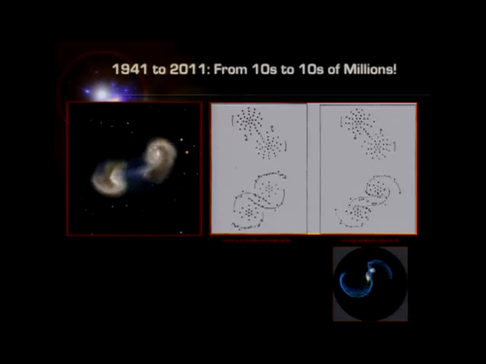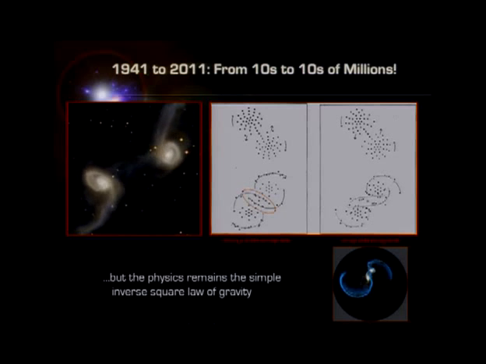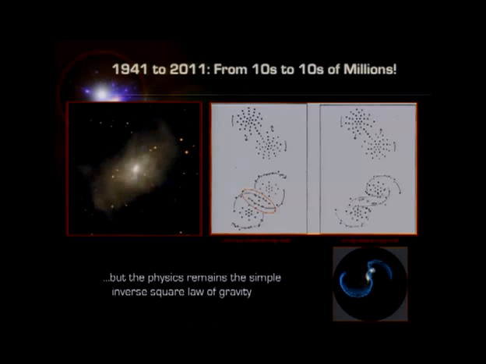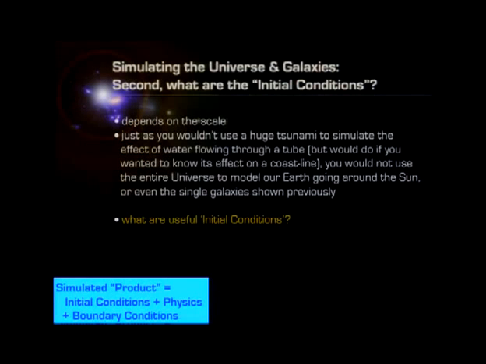And as you jump forward 70 years or so, we've moved from having tens of light bulbs or tens of particles to represent our galaxy to now tens of millions, and people are pushing towards billions now. But again, what I want you to bear in mind in all of this is that ultimately, even if you've gone from tens of particles to millions and millions of particles, everything I've just shown you is just the inverse square law of gravity. And so that covers the primary physics, gravity.